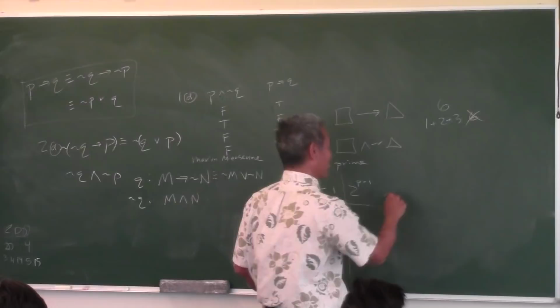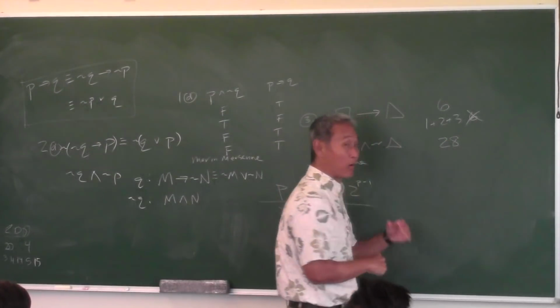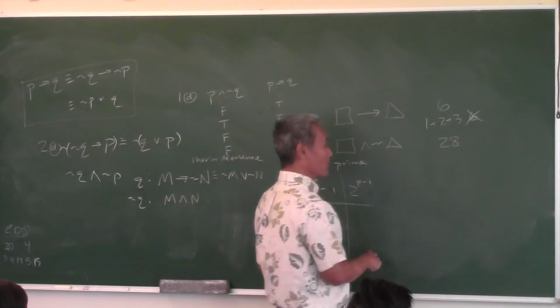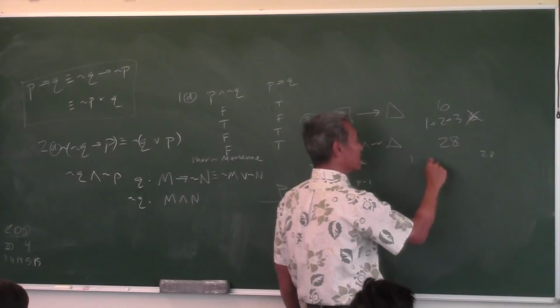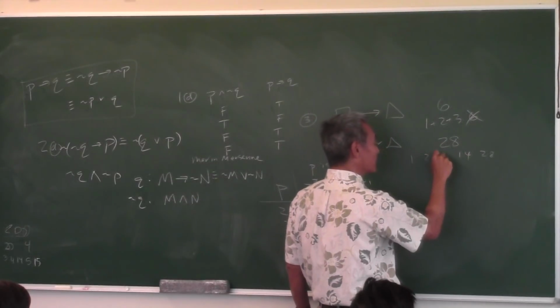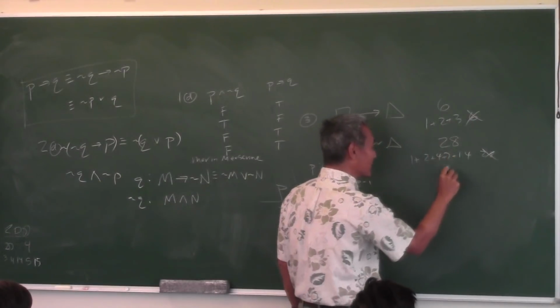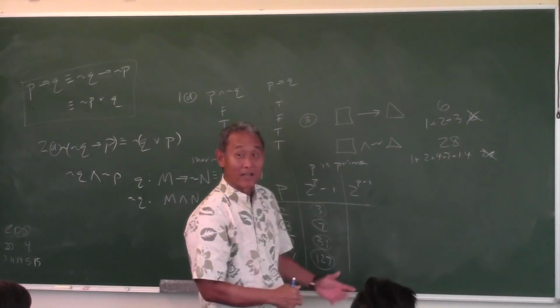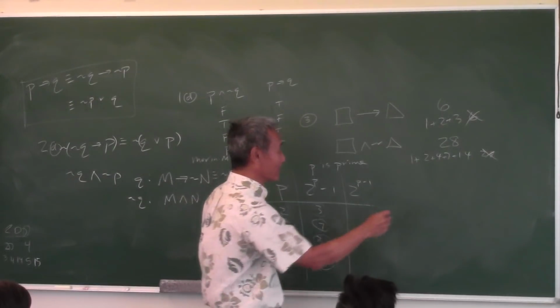What's the next perfect number? 28. What are the proper divisors of 28? Well, what are the divisors of 28? 1 times 28, 2 and 14, 4 and 7. Take away the 28. What happens when you add these numbers up? You get 28. See, it's perfect. What's the next perfect number?